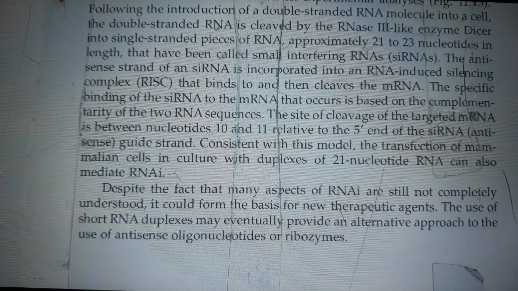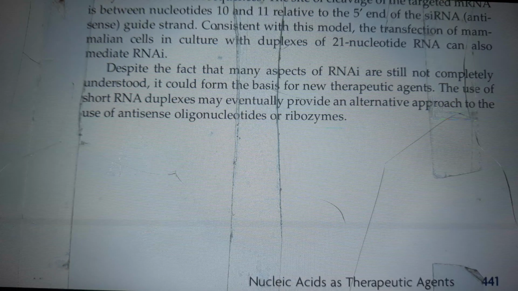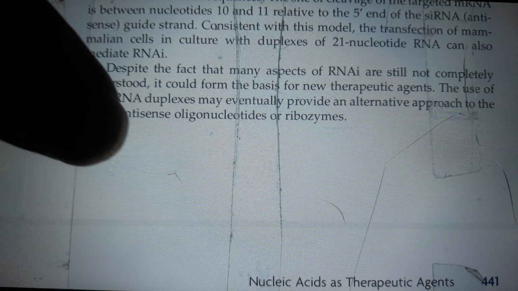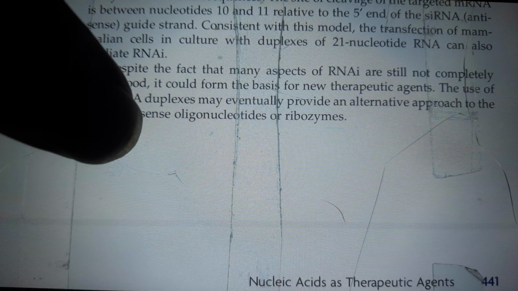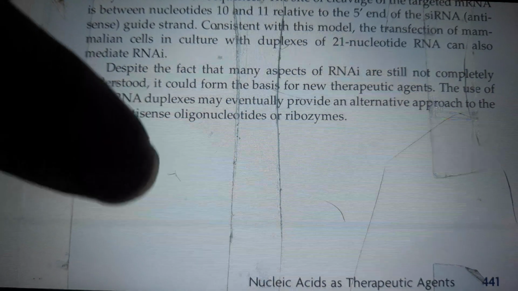Consistent with this model, the transfection of mammalian cells in culture with duplexes of 21 nucleotide RNA can also mediate RNAi. Despite the fact that many aspects of RNAi are still not completely understood, it could form the basis for new therapeutic agents. The use of short RNA duplexes may eventually provide an alternative approach to the use of antisense oligonucleotides or ribozymes.